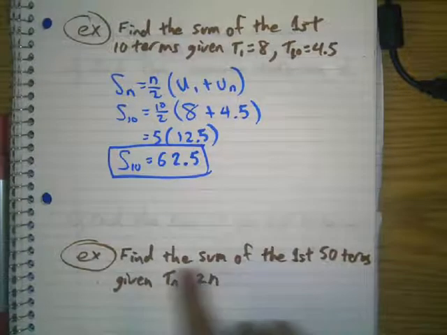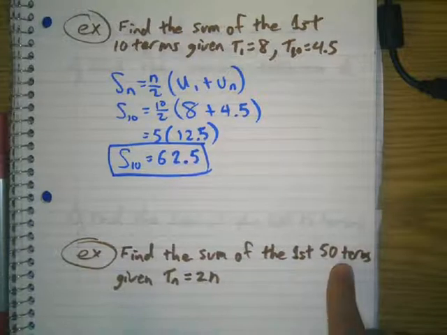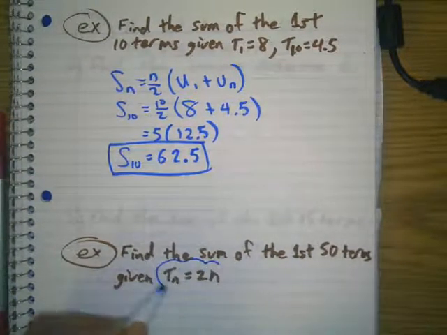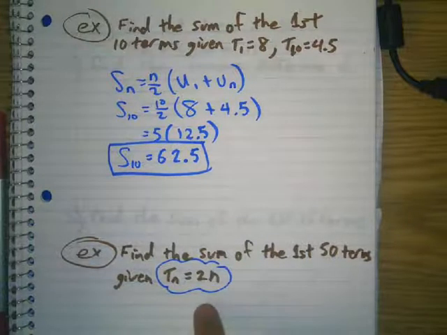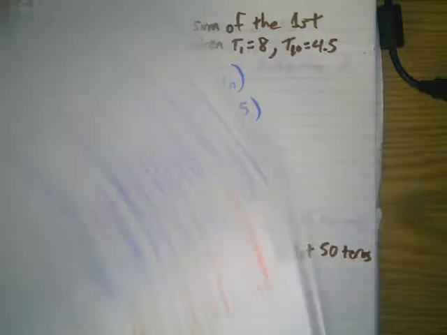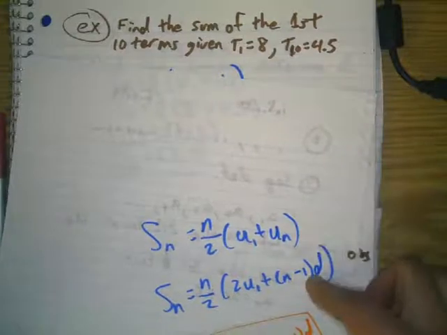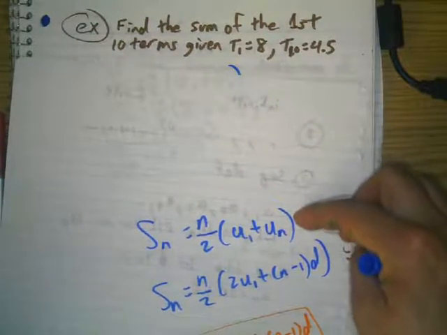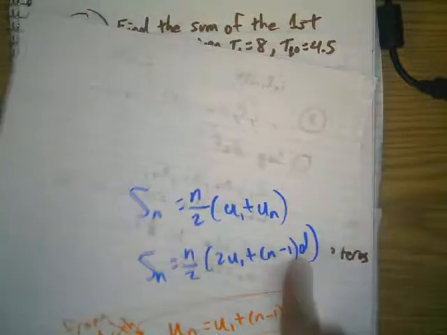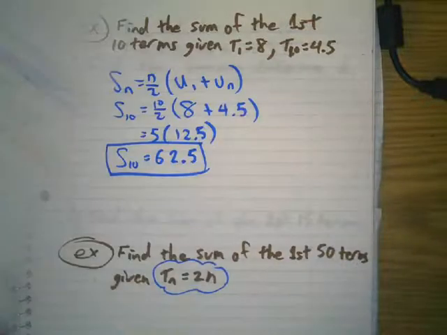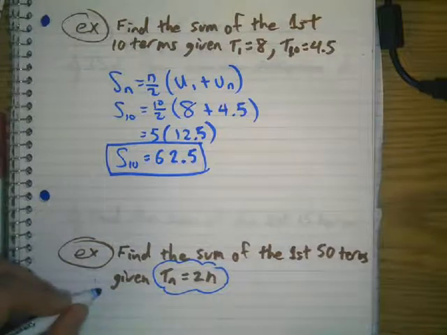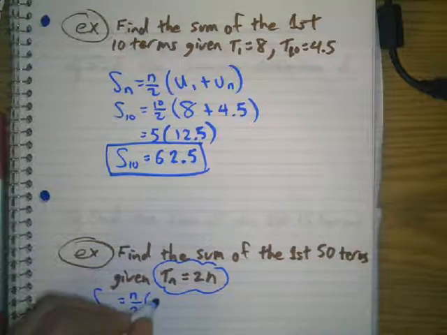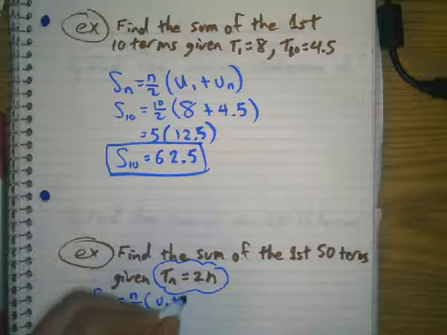Find the sum of the first 50 terms. Wow, that's a lot of terms. Given t sub n equals 2n. Okay, this is a formula to get every single term. I could use either of these formulas, but the first one is easiest. So let's use the first formula. I can talk about how we could use the other one in just a minute. S sub n equals n over 2 times (u sub 1 plus u sub n), right?